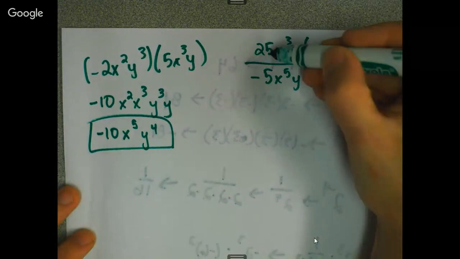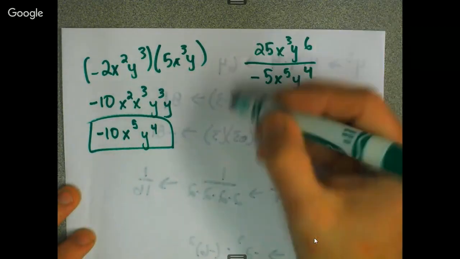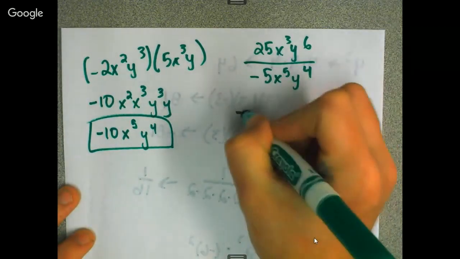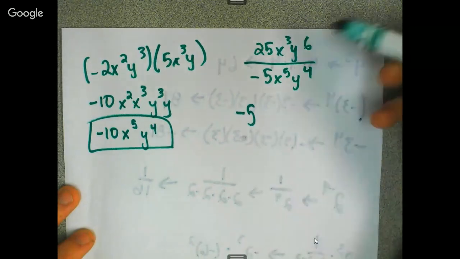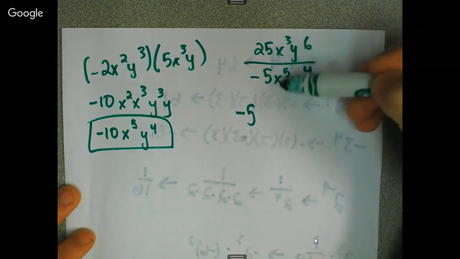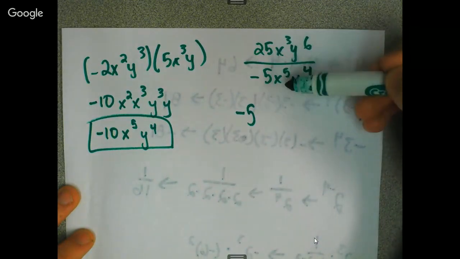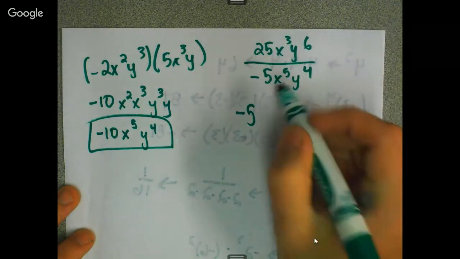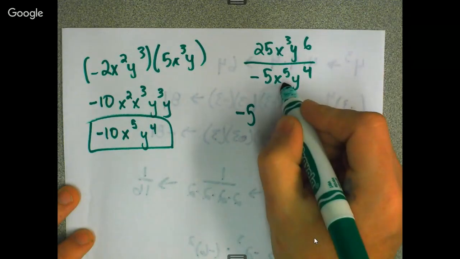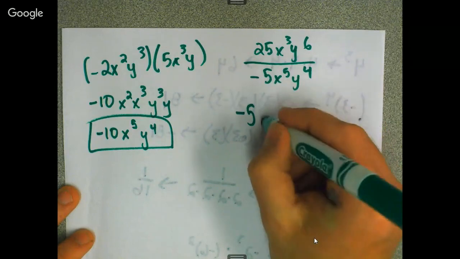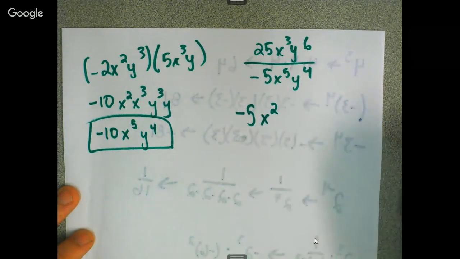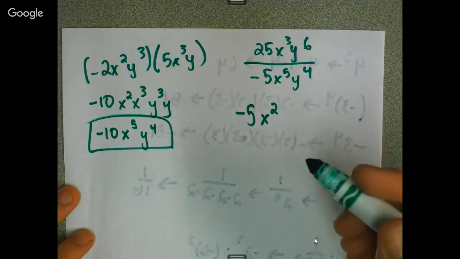Okay, here we will divide the coefficients, so that's 25 divided by negative 5, that's minus 5. I have x's on top and bottom. Well, if you look at this, there are more x's on the bottom. Okay, and how many more are there? Well, there are 2 more x's on the bottom, so I write x squared.